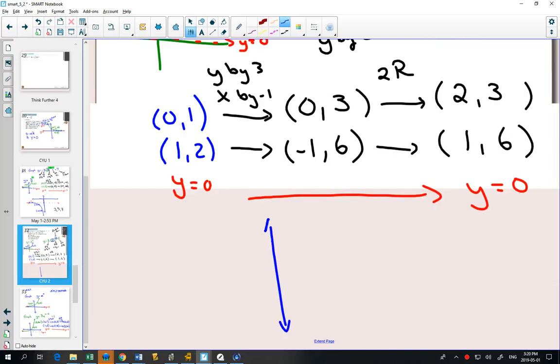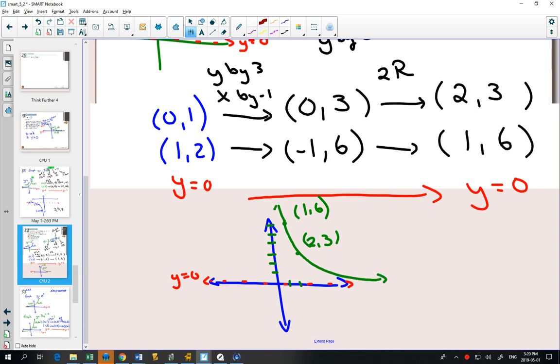We can now draw our new graph. Start with your asymptote, which is still at y equals 0. Label your points. We have the points (2, 3) and (1, 6). Based on those points, it's going to swoop down. And we've drawn our graph.